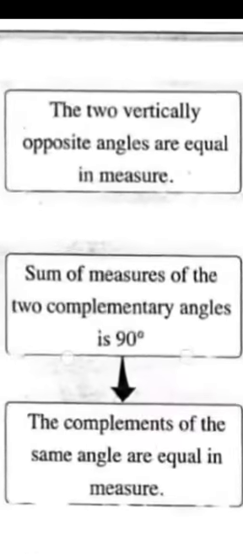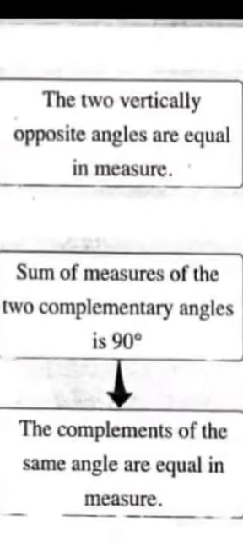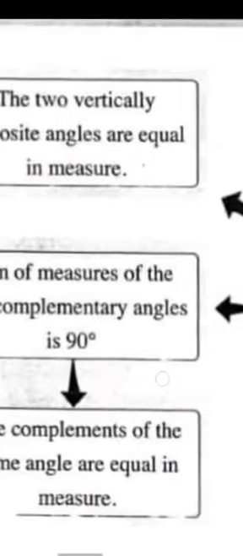The two vertically opposite angles are the two angles that make an X letter. And these two vertically opposite angles are equal in measure. Okay?